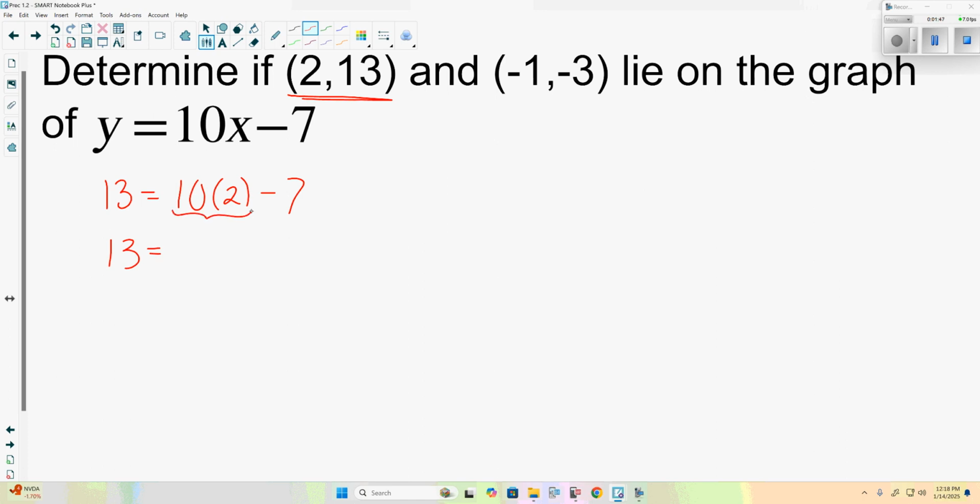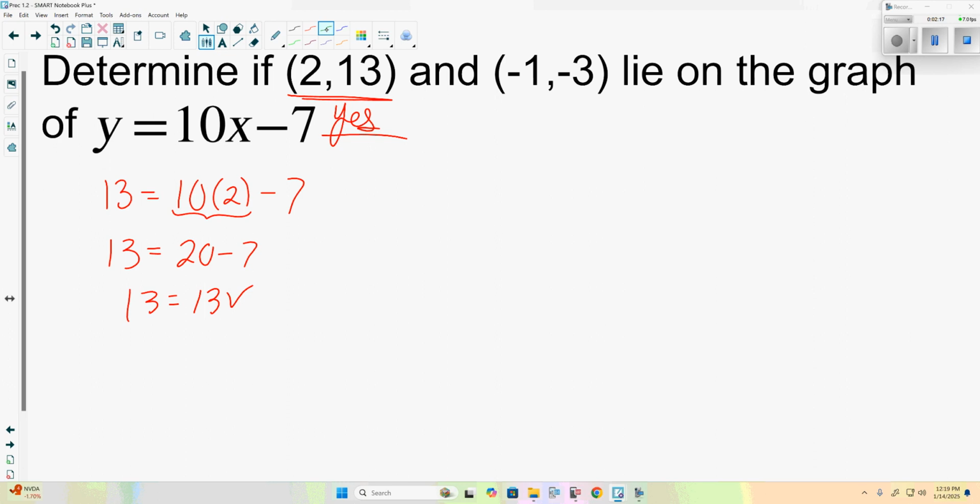Now here, 10 times 2 is 20. 20 minus 7 is 13. So it does make a true statement. It does lie on the line. So 2, 13, yes, that does lie on the line. It is a point on the graph. It does give us a true statement. Questions on this so far?